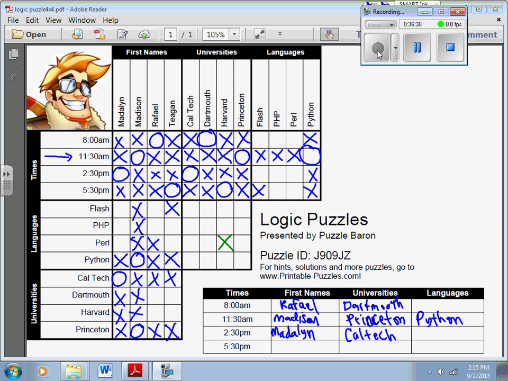Say it again. So Raphael went to Dartmouth. So Raphael didn't go anywhere else. That means Harvard is Tegan. So Tegan at 5:30 went to Harvard. Now we're just missing the program, right?